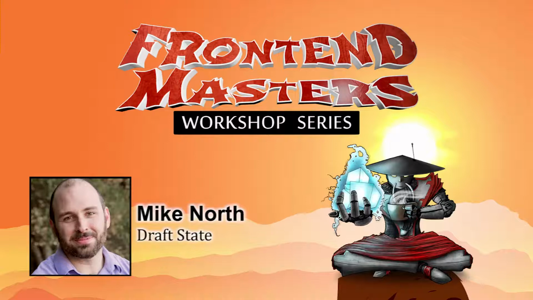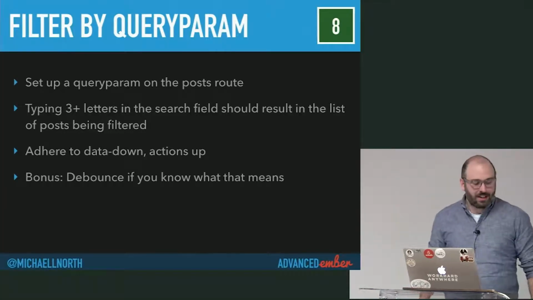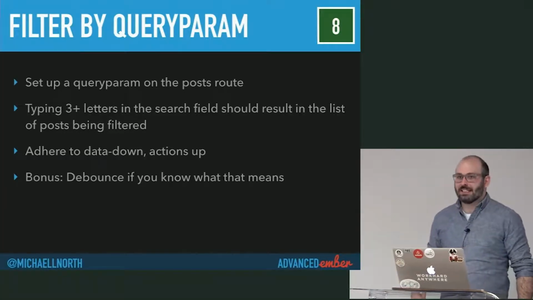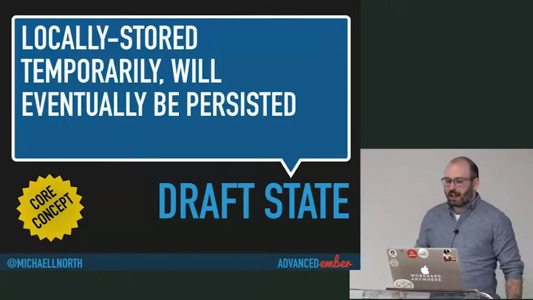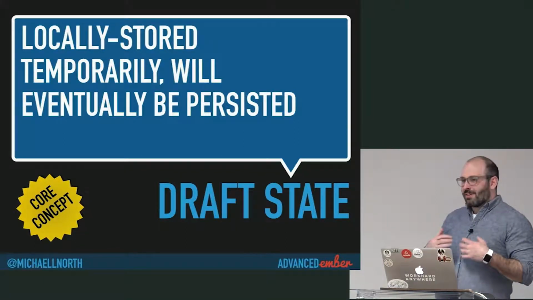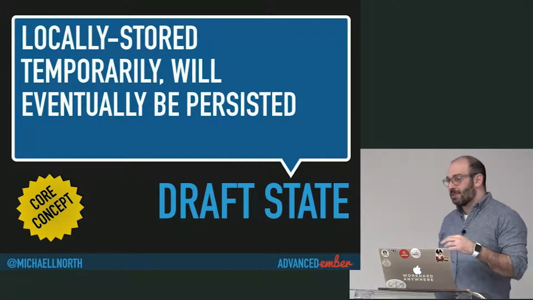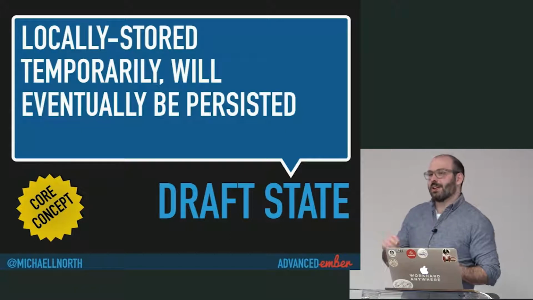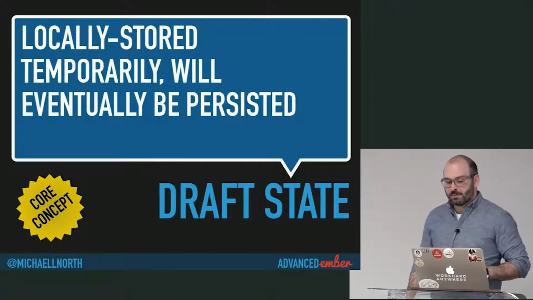The next type of state we're going to talk about is probably one that is less familiar to you than query params and less familiar to you than using Ember Data in the standard way, and it is draft state. The thing I want to sink in is that draft state is locally stored, meaning it's in JavaScript memory. Sometimes it's in local storage, right? So you can actually survive a refresh. It eventually will be persisted.